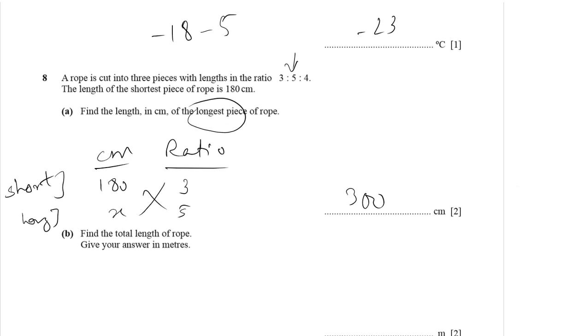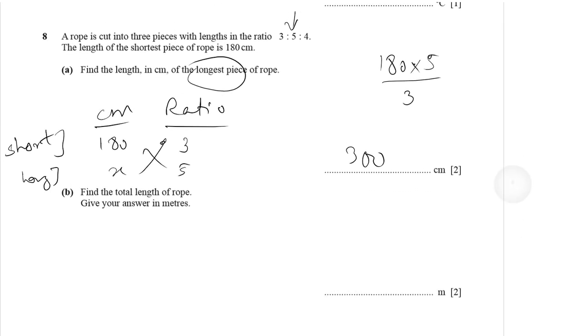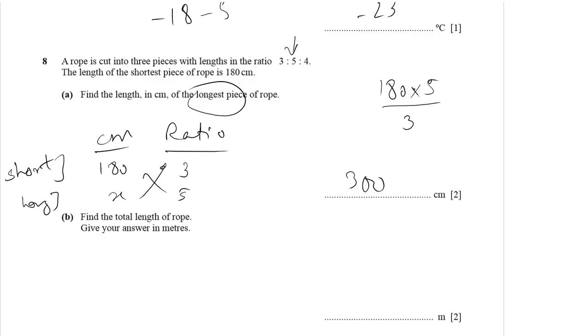While using cross multiplication, the thing that is joining with x will always go in the denominator. Sometimes a student makes the cross multiplication wrong. So this should be kept in mind. Find the length of total. So the same process can be repeated, 180 and x, and what's the total ratio? 3, 5, 8, 12. So this time 720 will be the answer.